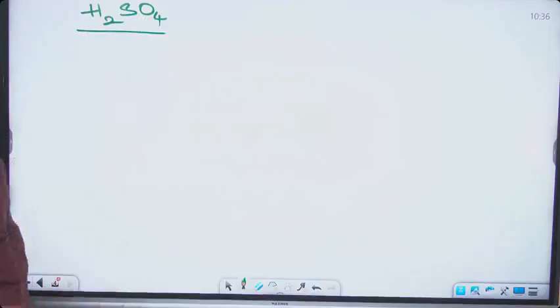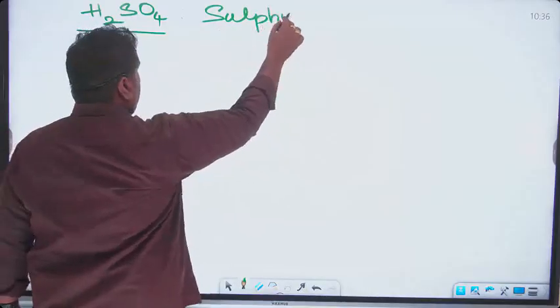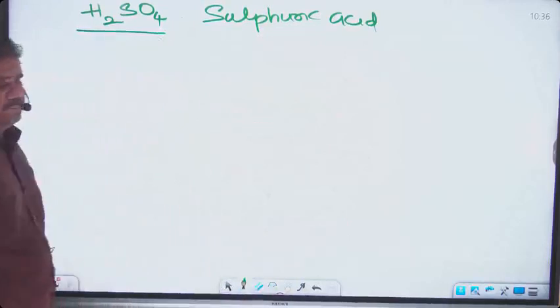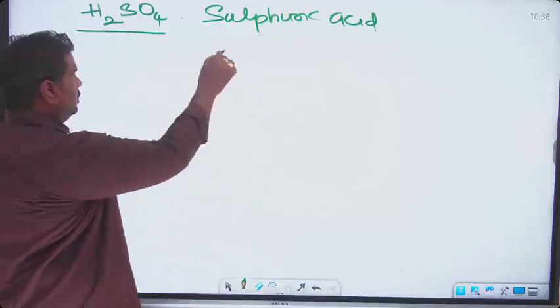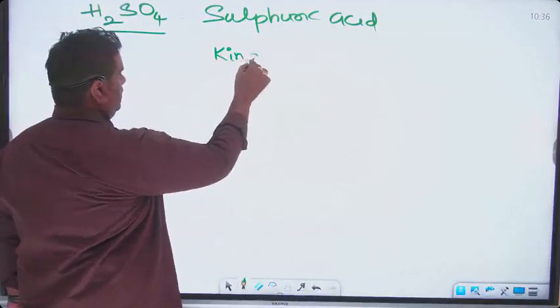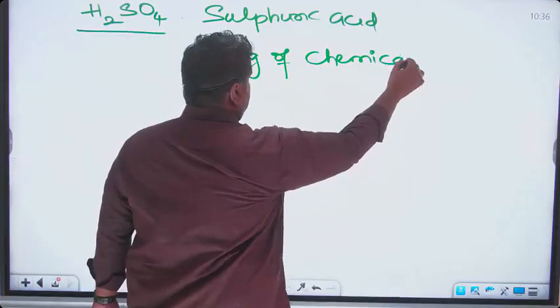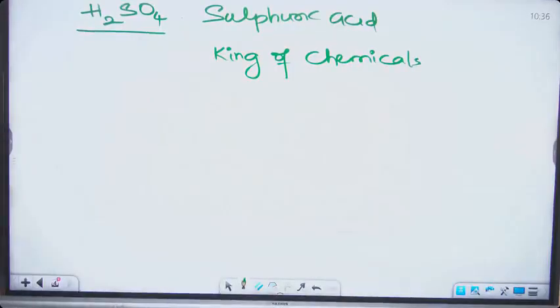H2SO4, sulfuric acid. Formula is H2SO4 and the chemical name is sulfuric acid. Sulfuric acid, also known as king of chemicals.